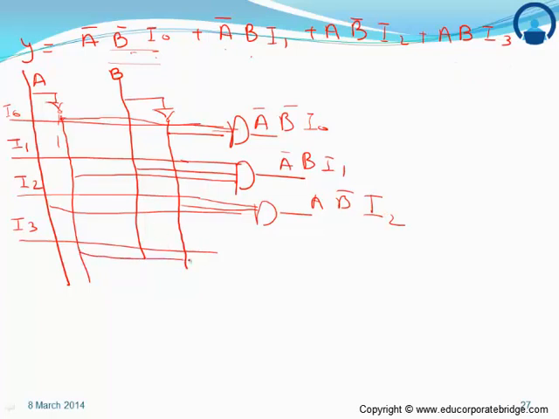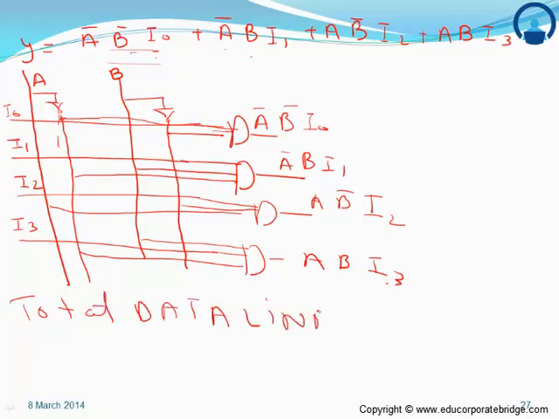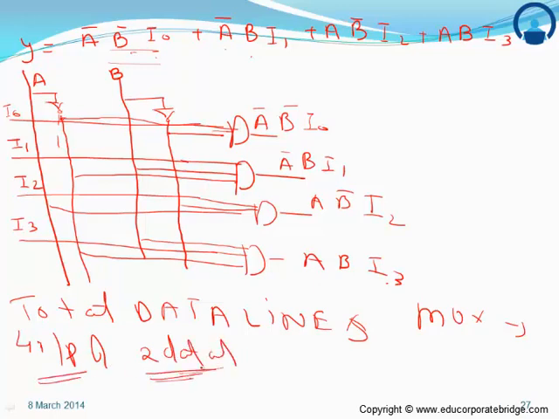This is A B I3. So the total number of data lines for a mux will be 4 inputs and 2 select lines. These are the 4 inputs and those are the 2 enable lines or select lines. So in total there are 6 data lines. These are inputs and these are select lines.